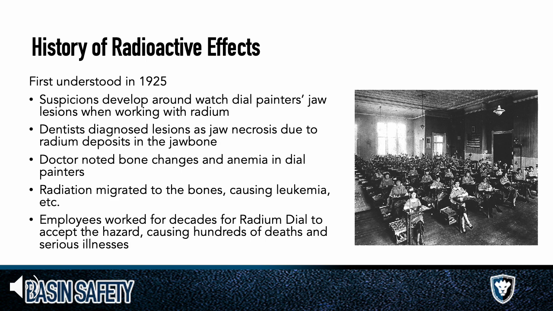We'll talk about some history of radioactive effects. This was first understood in 1925. There were some suspicious developments around watch-dial painters. They had jaw lesions when working with radium. Dentists diagnosed the lesions as jaw necrosis due to radium deposits in the jawbone. Doctors noted bone changes and anemia in dial painters. Radiation migrated to the bones, causing leukemia and more. Employees worked for decades for the radium dial company, unaware of the hazard, causing hundreds of deaths and serious illnesses.